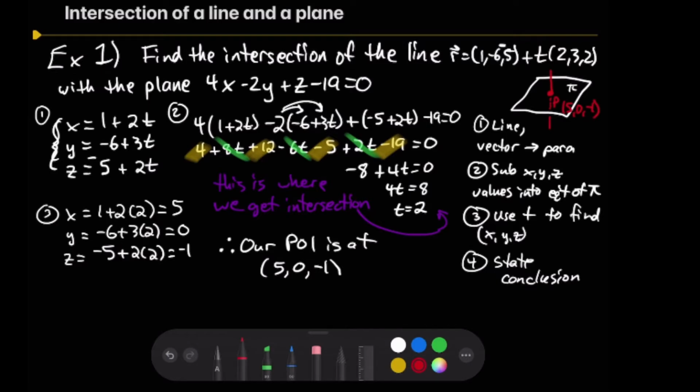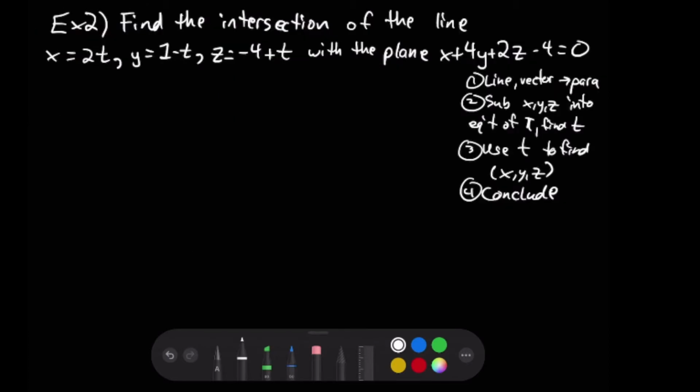Let's take a look at a second example. Let's try this again in our second example. Here we are asked to find the intersection of the line x equals 2t, y equals 1 minus t, z equals negative 4 plus t with the plane x plus 4y plus 2z minus 4 equals 0. Step 1, as before, is to put our line from vector form into parametric form. It's already in parametric form here, so we don't really need to do step 1. It's all ready to go. So I'm just going to write out those values. X equals 2t, y equals 1 minus t, z equals negative 4 plus t.